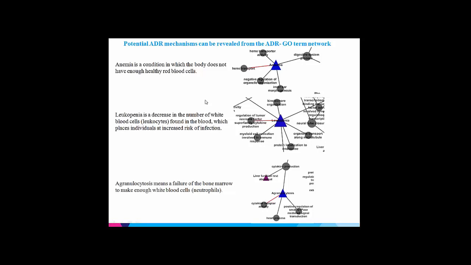Those are GO terms, and apparently anemia is a condition where the body does not have enough healthy red blood cells, and as a result, heme transport, the heme, is a very important component for the red blood cells, and as a result, those terms are connected with each other. And there are a few more examples.